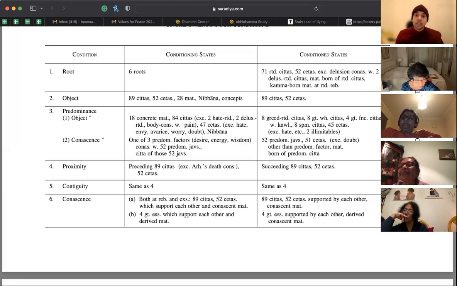Perform something with. Here, because of the object predominance, what is required? You have to want the object. You are grasping the object, right? Hence, functional chittas with knowledge. With knowledge.